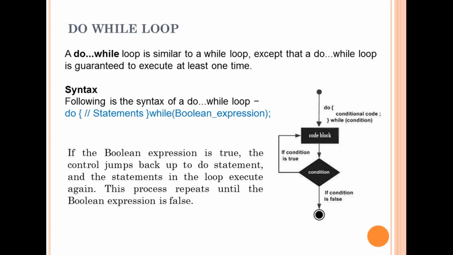Notice that the Boolean expression appears at the end of the loop. So the statements in the loop execute once before the Boolean is tested. If the Boolean expression is true, the control jumps back up to the statement, and the statements in the loop execute again. This process repeats until the Boolean expression is false.